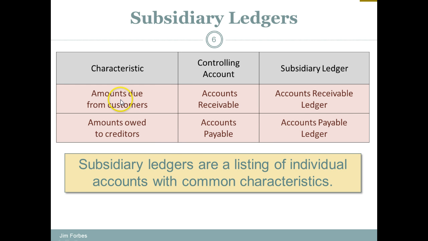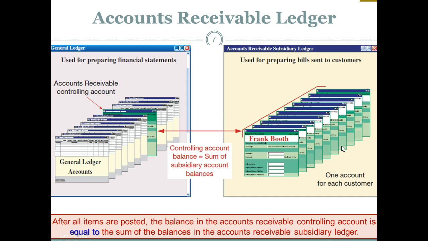There are some subsidiary ledgers, which are just a listing of individual accounts with common characteristics. Customers' accounts, amounts owed to creditors, accounts receivable, accounts payable, and these will be the subsidiary ledgers, the receivable ledger or the payable ledgers. Again, I think this will be fairly straightforward. Each customer has one that fits into the accounts receivable. No surprise there.